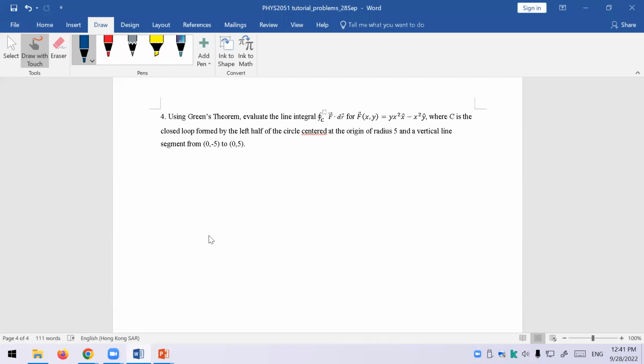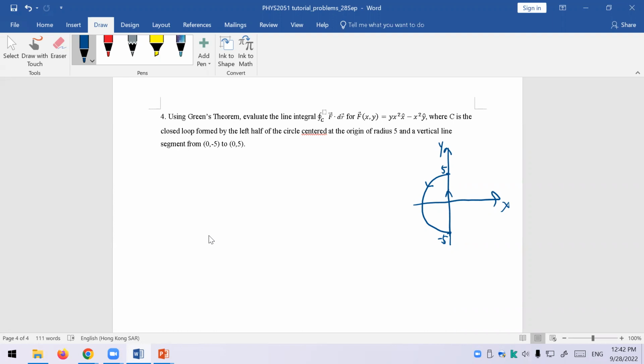Okay, so in this problem, first let me, of course, try to draw the shape of the loop. So I have the left half of a circle, right, centered at origin, like this. And then radius 5, right? So this is 5, this is -5. And then this loop is formed by this circular arc and also this vertical line over here. So I want to consider the line integral over this semicircle.